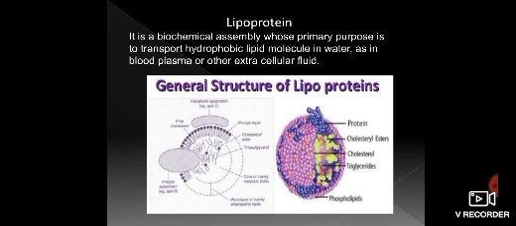Lipoprotein. It is a biochemical assembly whose primary purpose is to transport hydrophobic lipid molecules in water, as in blood, plasma or other extracellular fluid. This is a general structure of lipoprotein in which cholesterol, protein and phospholipids are present, which is shown here.